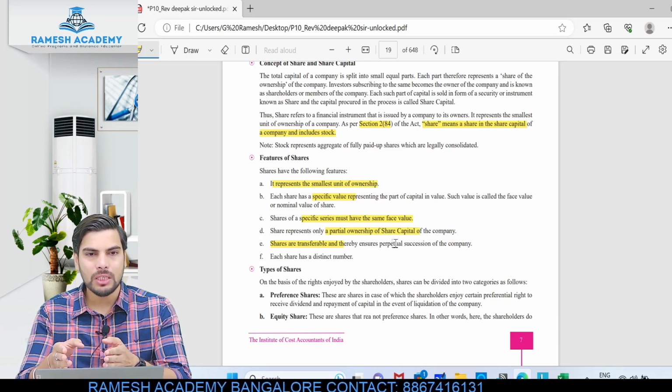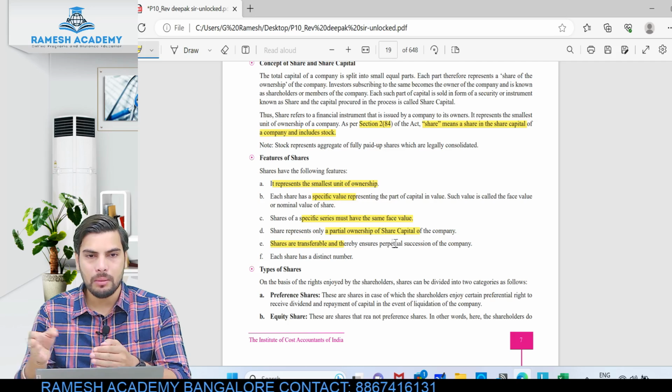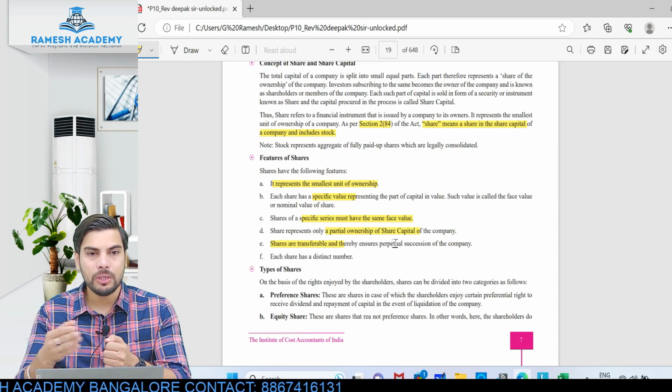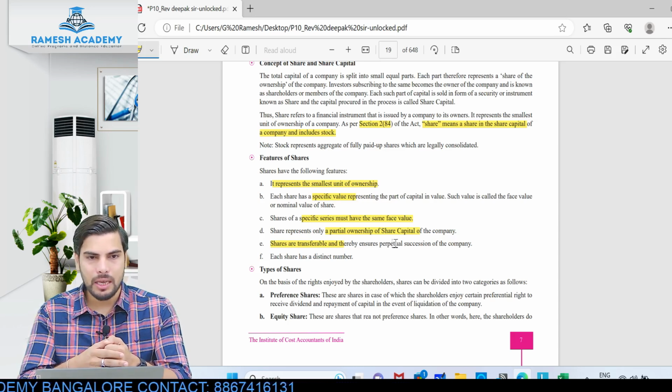Just because there are some changes happening in the ownership, it doesn't mean that the business will come to an end or the company will come to an end. So the company will have perpetual succession, that is continuous existence. Clear?